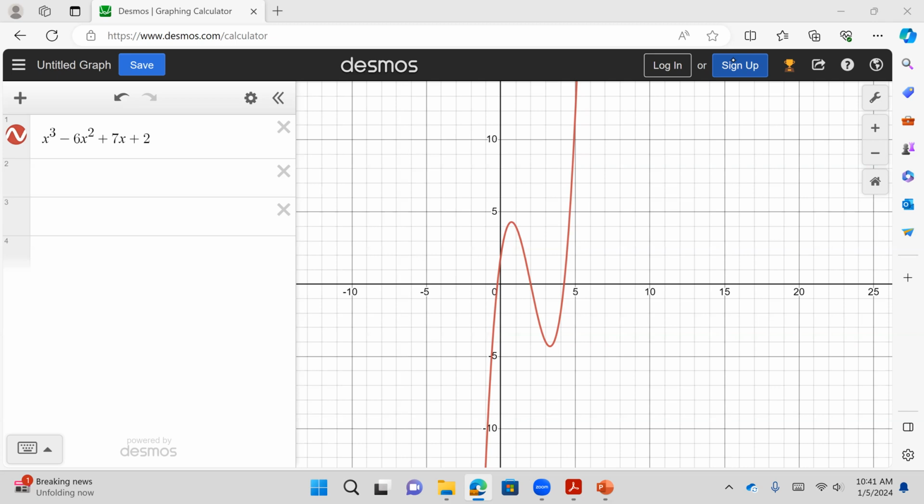All right, now let's do the decreasing interval. Decreasing is this part right here between these 2 points. So from here to here is where the graph is decreasing. That's between the x value 0.709 and 3.291. Is that okay, guys? All right, so that is how you find the increasing and decreasing intervals.